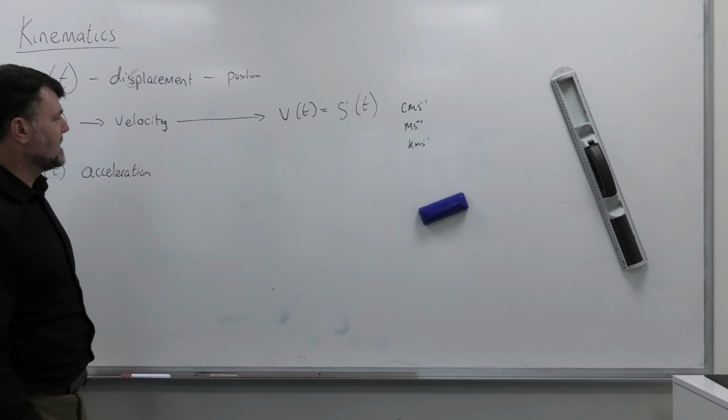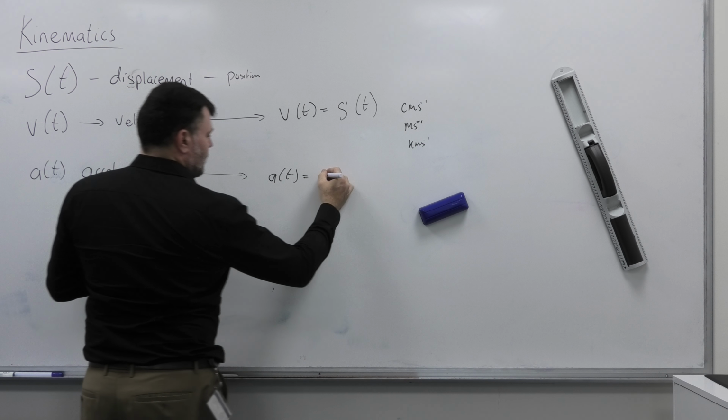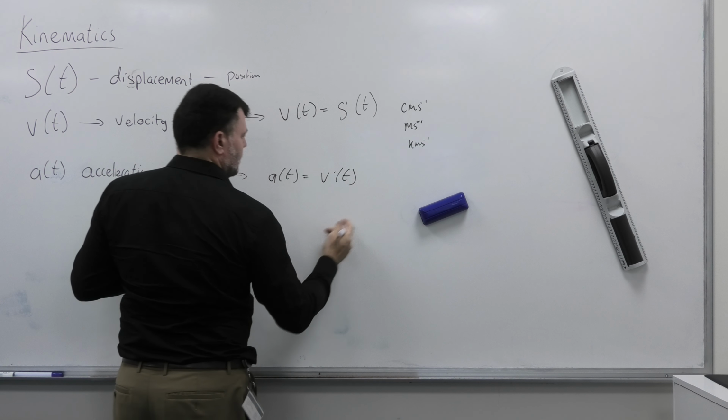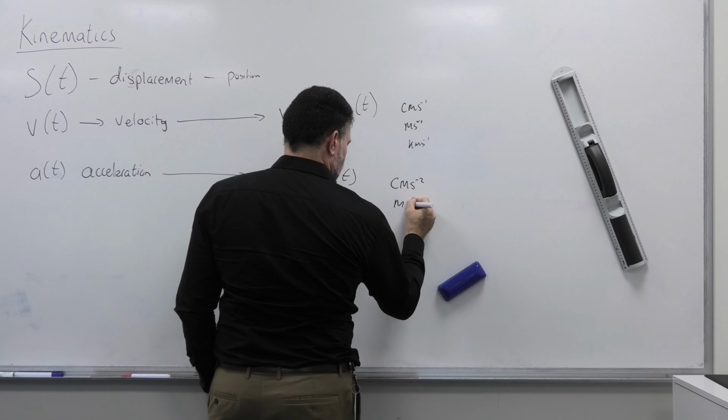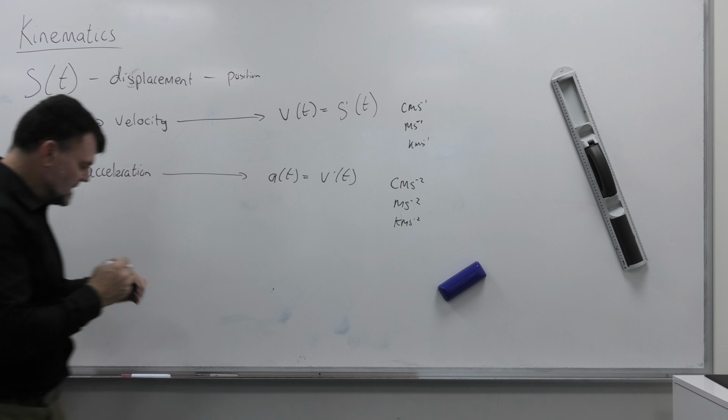And acceleration is the derivative of v of t. Again, this has per second. What this is basically telling us is how it's moving in terms of its velocity. This is telling us the speed it's actually moving at. And when we look at kinematics, these are the three functions that you work with most.